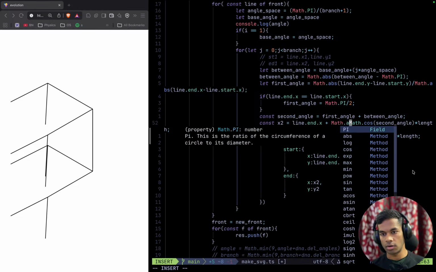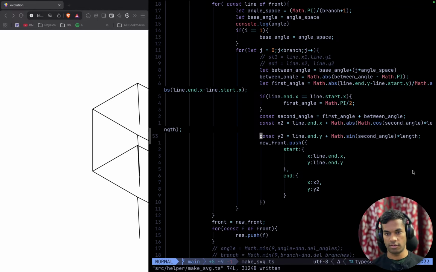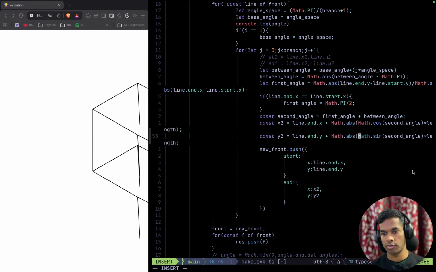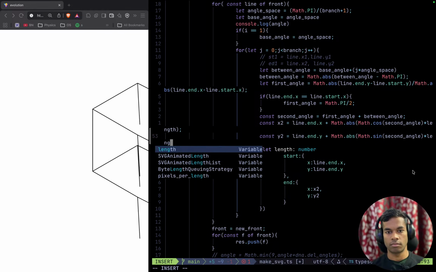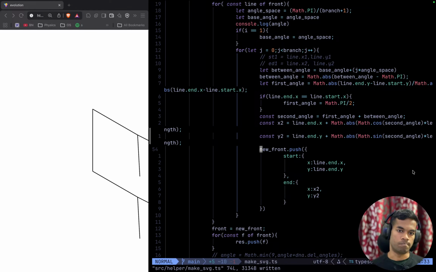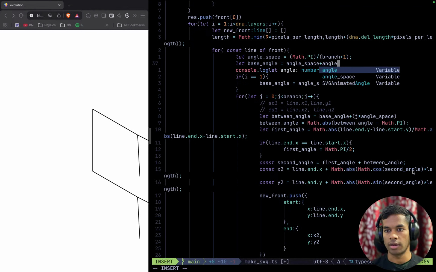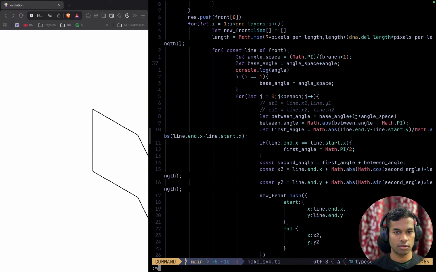Math dot abs. Oh yes, yes, that is good. And here also the same thing. Math dot abs. Hmm. Okay, that is something, and if we here add some angle, and no, that is not right.